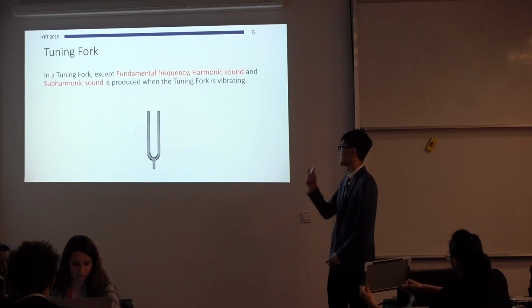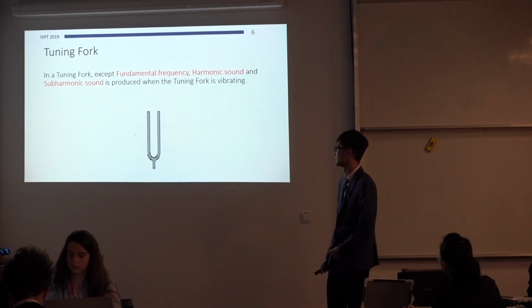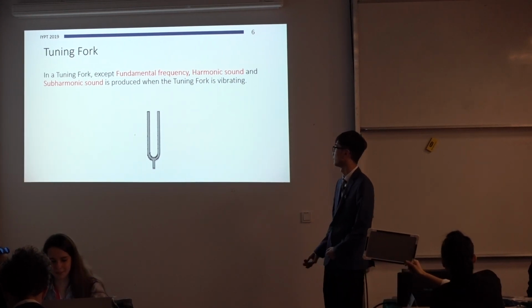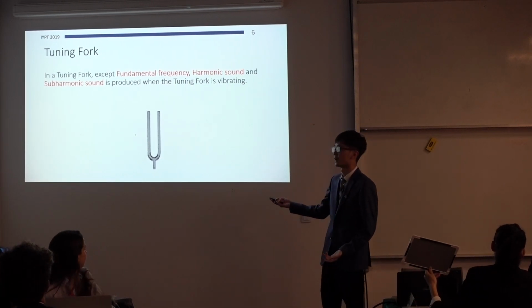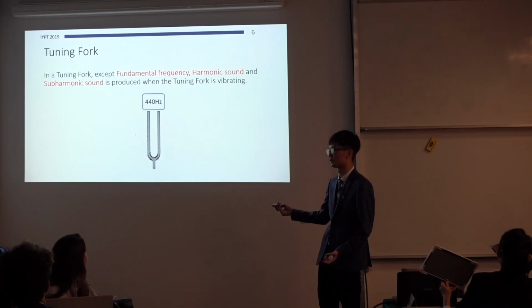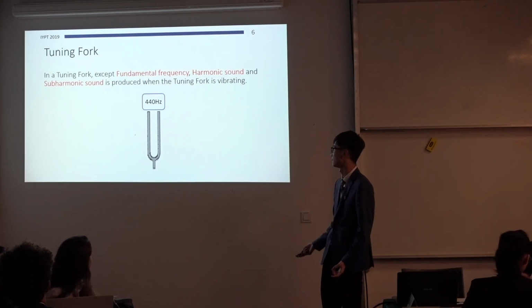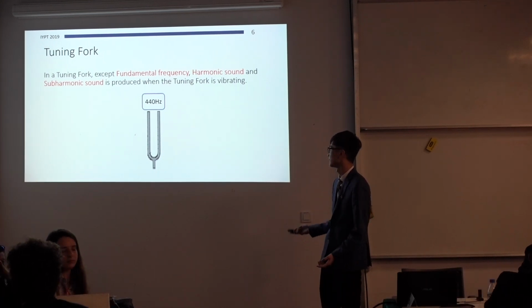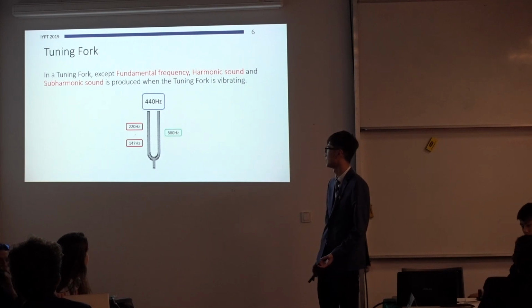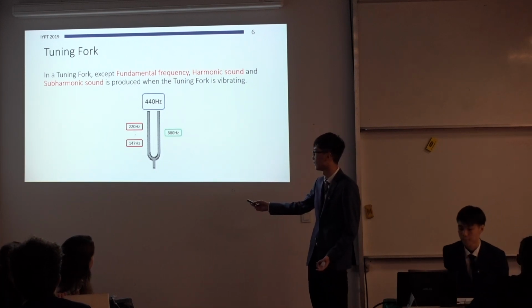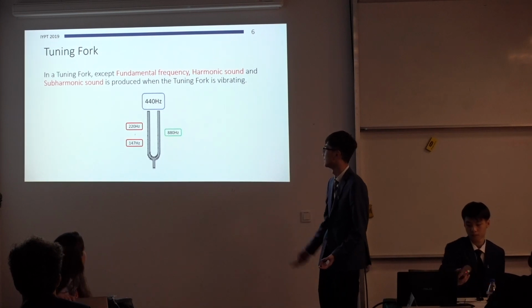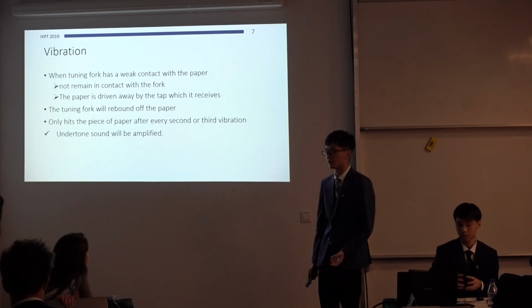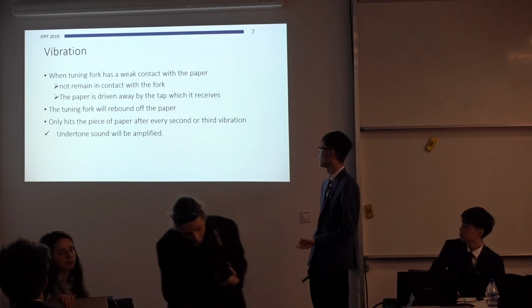And in the tuning fork, except for the fundamental frequency, harmonic sound and subharmonic sound are produced when the tuning fork is vibrating. For example, if the fundamental frequency of the tuning fork is 440 Hz, it can cause the subharmonic sound of 220 Hz and 147 Hz, and the harmonic sound will be 880 Hz.